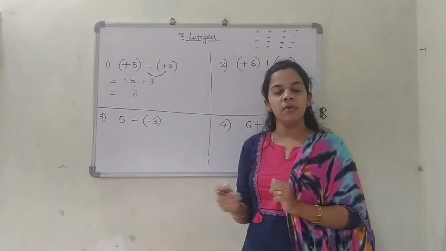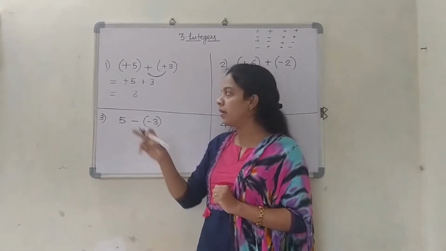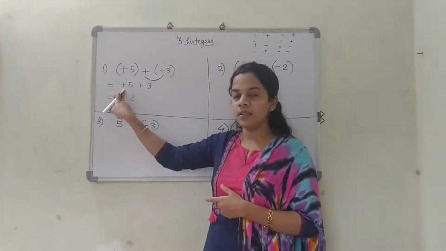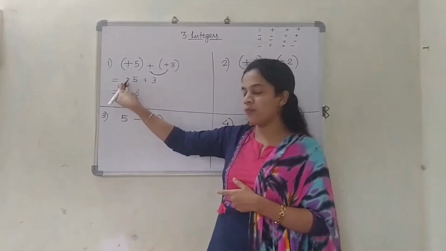And which is the bigger number over here? Which is the bigger number from 5 and 3? It was 5. 5 is having which sign? Which is the sign assigned to 5 here?